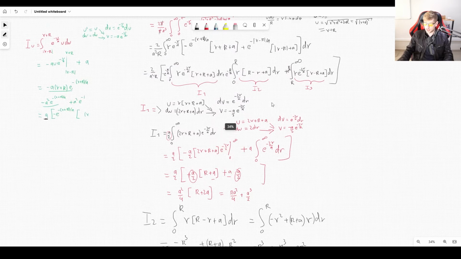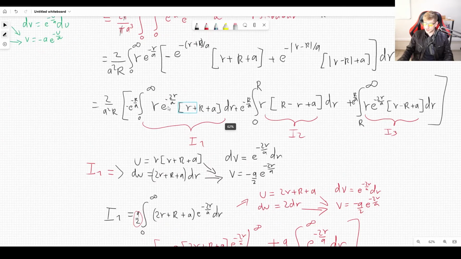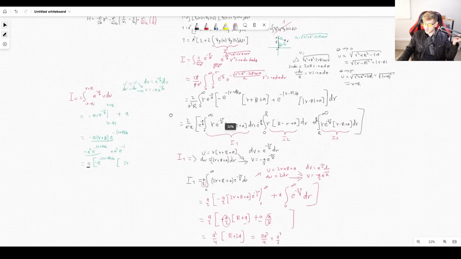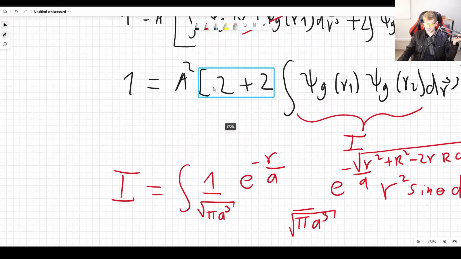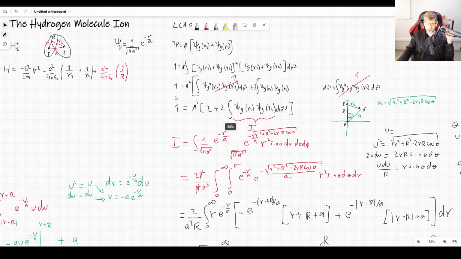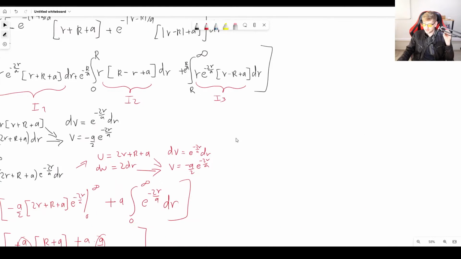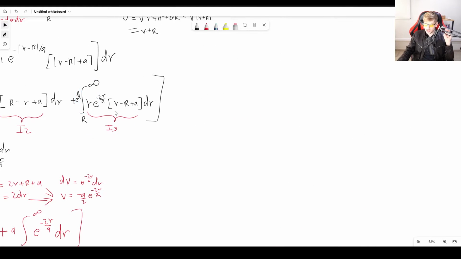Okay, so now we go back here. We have already solved this thing. Now, just a quick reminder, what are we doing? We are still trying to find the normalization constant of our wave function, by the way. That's all we are doing. We haven't even started with the problem, just putting it out there. We are still finding the normalization constant. So finally, we need to integrate I3. So I3, let's use green.